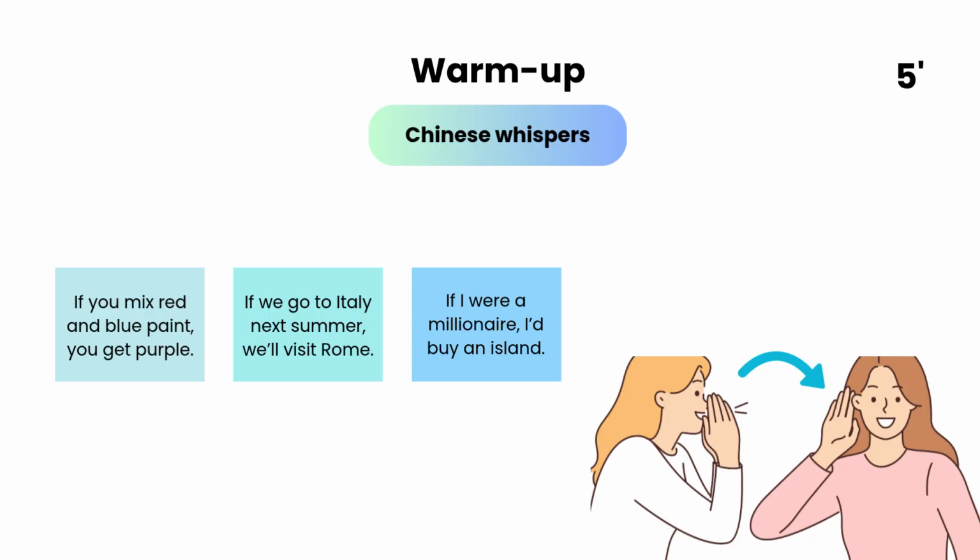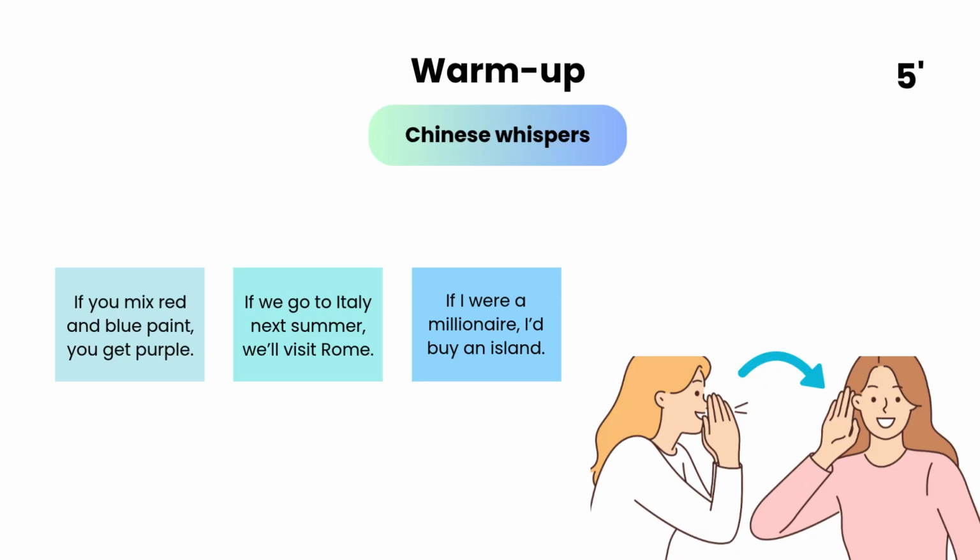So what you're going to do as a teacher is write three different sentences on some pieces of paper, all right? You're going to use the zero, the first and the second conditionals, and you're going to write just one on each. So you have some examples. If you mix red and blue paint, you get purple. If we go to Italy next summer, we'll visit Rome. If I were a millionaire, I'd buy an island, for instance.